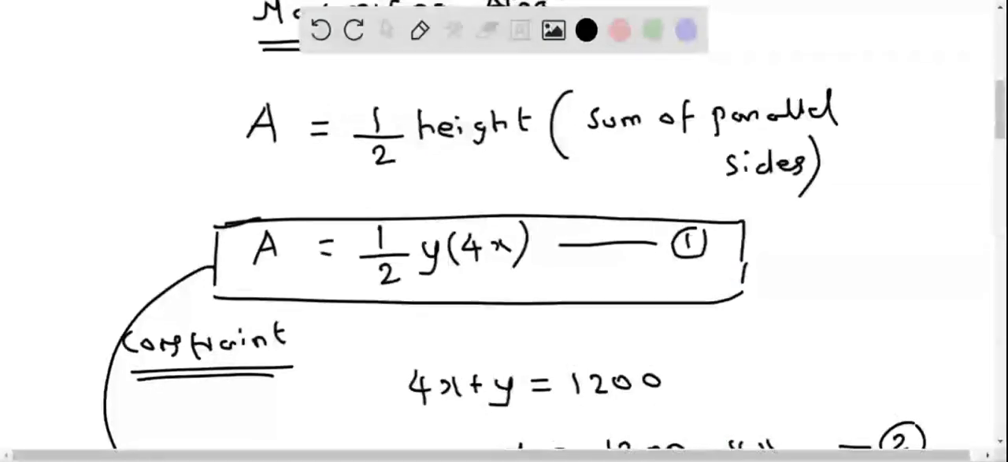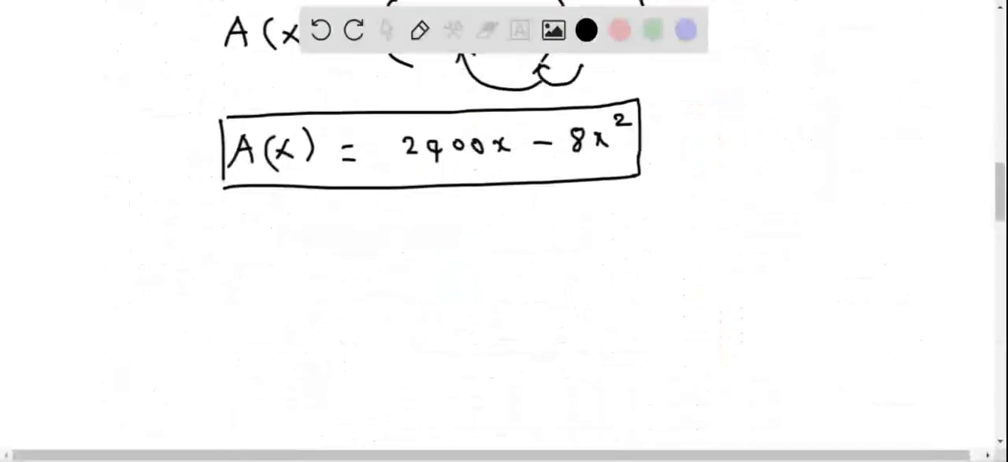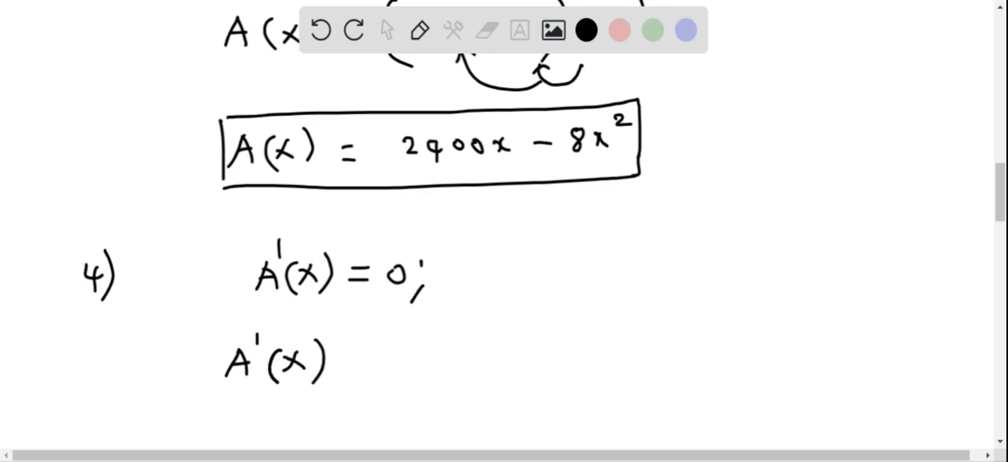Now let's focus on the final step, which is to use calculus to maximize or minimize the area. In this case, we just have to find the largest area. So we are focusing on maximizing the largest area. So for the fourth step, we have to set A prime of x equal to 0 so that we can find the critical numbers. So let me first find A prime of x. This is basically the derivative of the area function. So we are focusing on this area function.